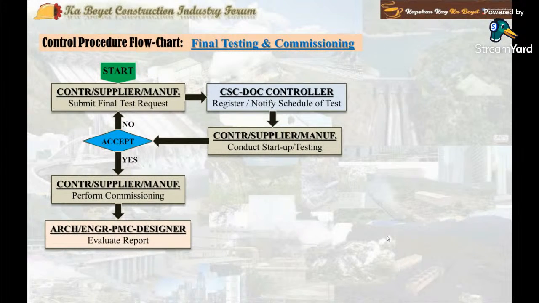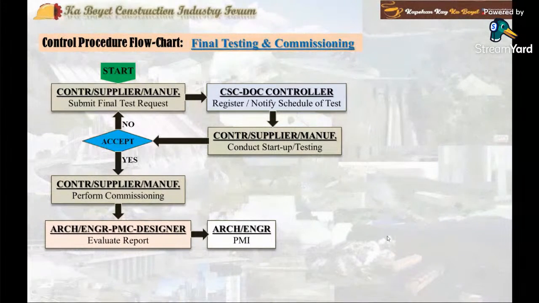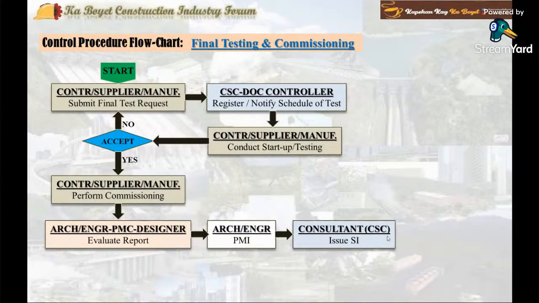Simultaneously, the consultant, the project architect engineer, and the designers evaluate the commissioning report. And then the project architect engineer shall issue a formal PMI to the contractor through the consultant formalizing the owner's decision on the conducted final commissioning. The output is a formal PMI. The consultant issues to the contractor a formal site instruction attaching the architect engineer formal PMI.